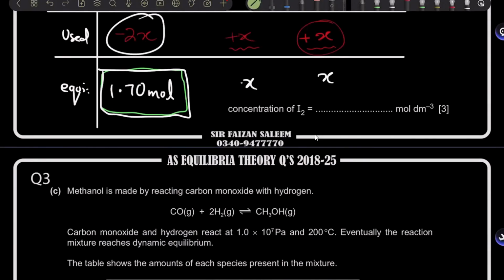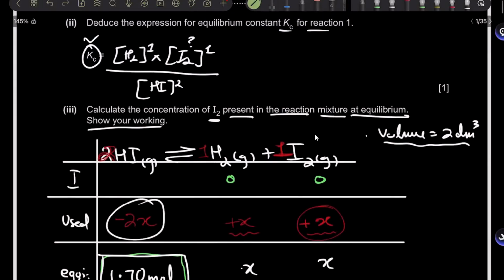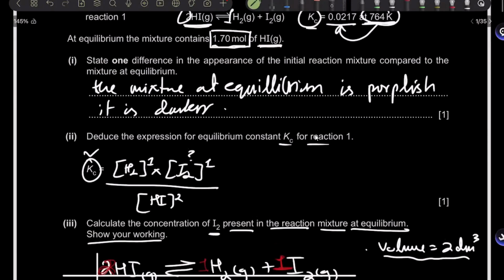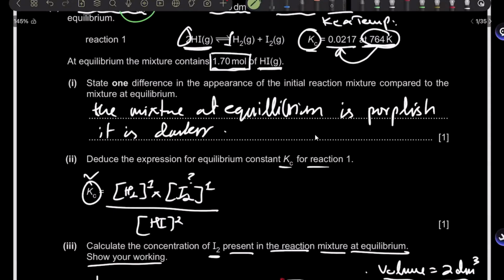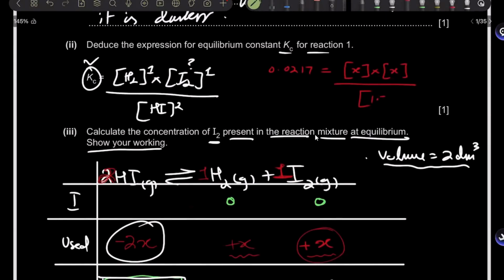We have the equilibrium moles, right? So now what do I do? Since I have the Kc value, I can insert this in the Kc expression. Let's do that. The Kc value was how much? It was 0.0217. So 0.0217 is equal to, on the right-hand side, X moles of H2 gas, X moles of I2 gas, and 1.70 moles of HI gas at equilibrium. So can I solve from here and find the value of X?